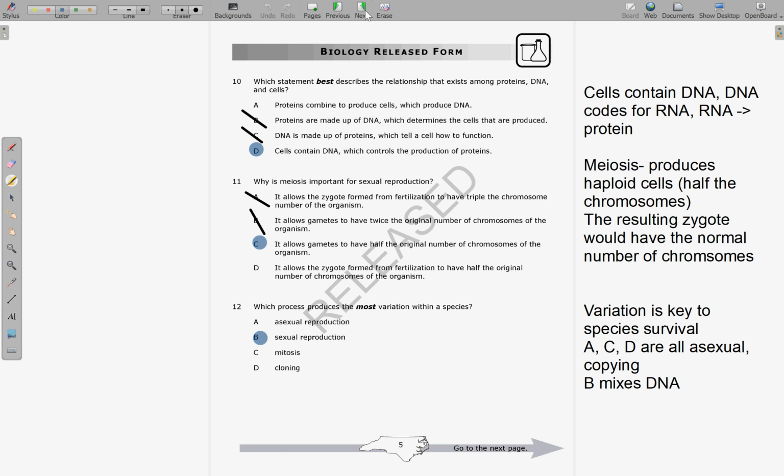Mitosis produces a clone. It produces two clones of the original cell. Meiosis produces 4 haploid cells. Those haploid cells come together to form a zygote with a normal number of chromosomes. The key to survival of any species is variation. No species is going to survive indefinitely without variation. And the best way to get variation is sexual reproduction.